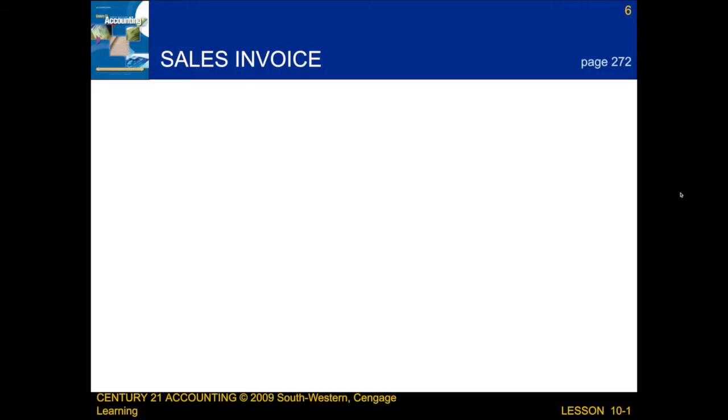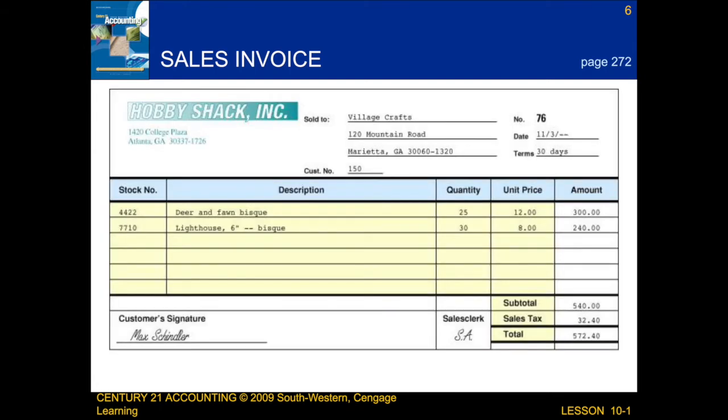Okay, next we're going to be talking about a sales invoice. So what we're essentially looking at here is a sales invoice. As you can see here, this sales invoice is from Hobby Shack Incorporated, and it shows us their address and where they're located. This sales invoice is being sold to Village Crafts, and it shows us their address and where they're located as well. The customer number is 150. The number is 76. The date is November 3rd, and it has a 30-day term.